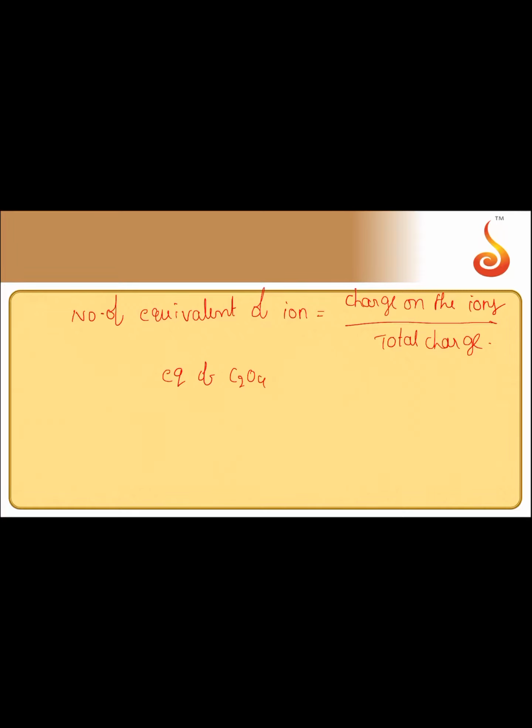Now we have the formula to calculate the number of equivalents of an ion, which is equal to the charge on the ion divided by the total charge. First we'll calculate the equivalent of C2O4 2-. Charge on the ion is -2. Total charge on the anions is also -2. So it is 1 equivalent.